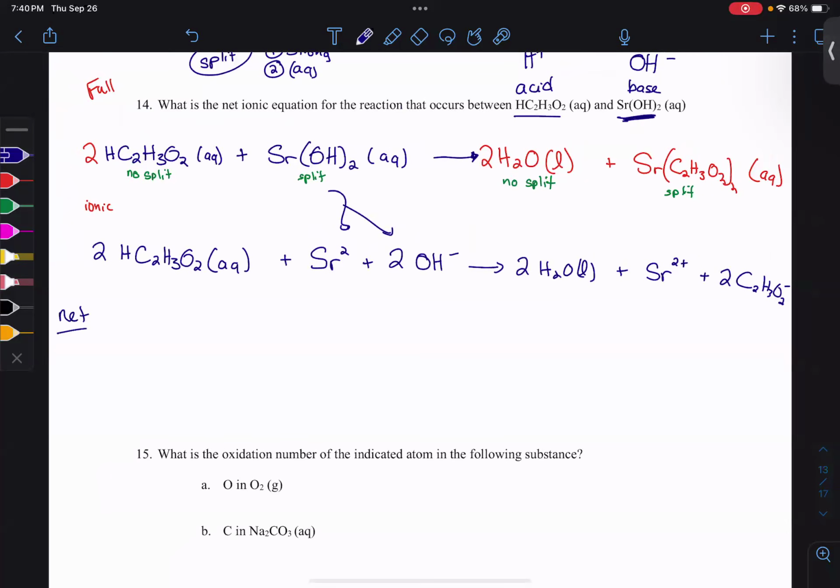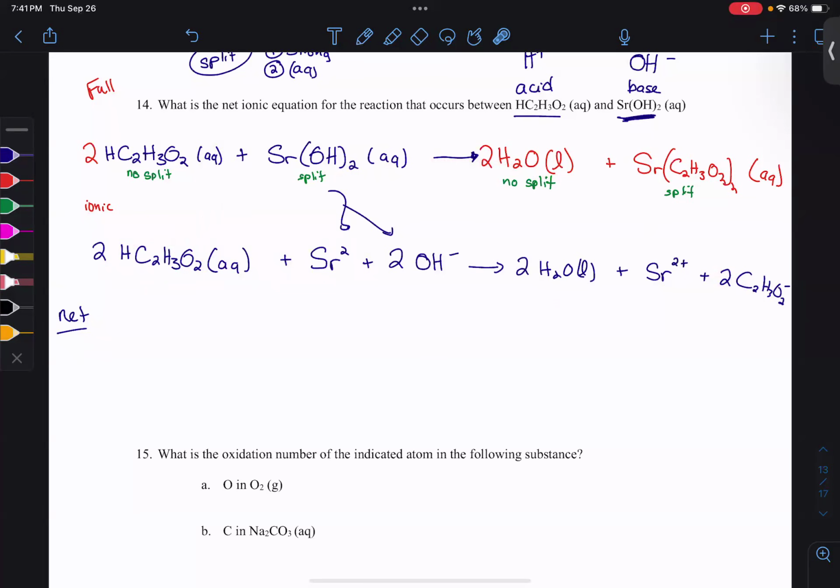Now, to get my net ionic equation, we need to locate our spectator ions. A spectator is an ion that does not change at all from the product side to the reactant side. It's literally the same thing written twice. So here we have acetate in acetic acid, but look at the product side. It changed. It became acetate with a minus. So that means this is not a spectator ion.